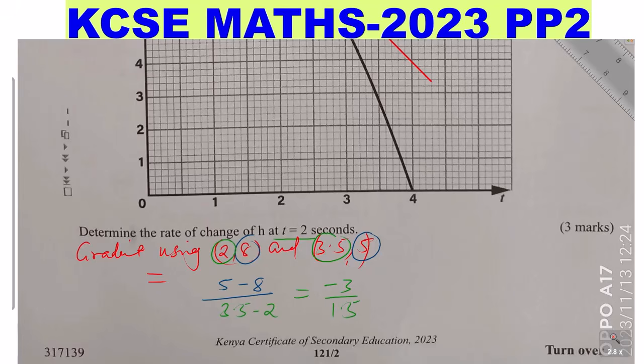When you divide these, you'll get -2. So the rate of change at h is equals to t is equals to 2 seconds is -2.